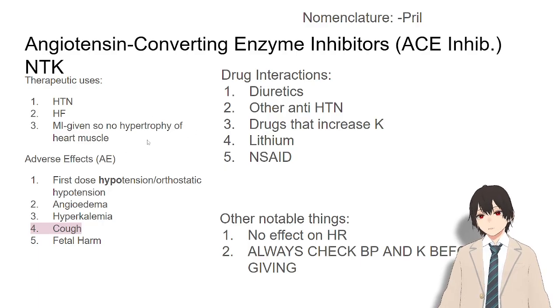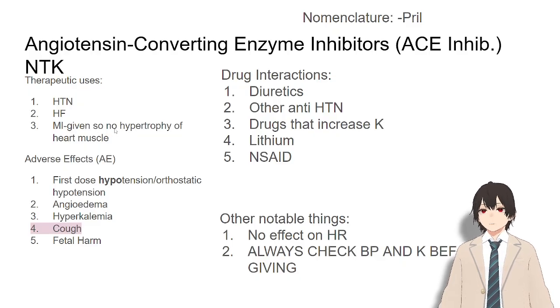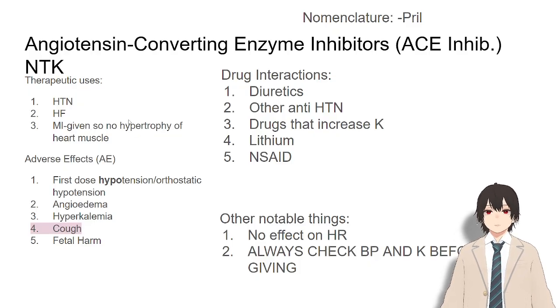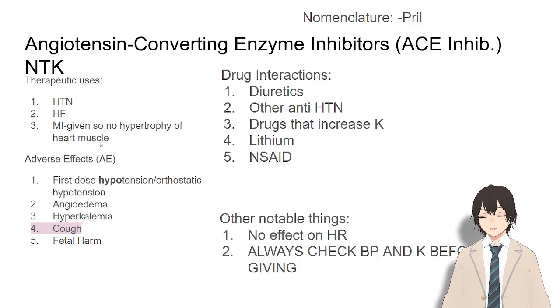you guys get tested on this detail, on a very basic level, it's given so that there's no compensating hypertrophy of the heart muscle after an MI. Because of the increased oxygen demands and stuff. That's a little complex and too much detail, so I don't really want to get too much into it. So the big ones are mainly hypertension, heart failure, and maybe you can throw an MI here.